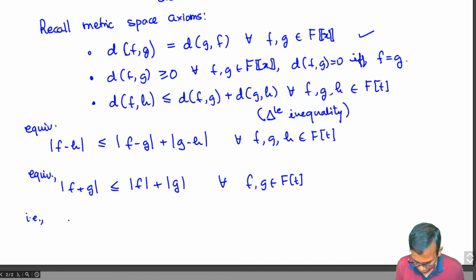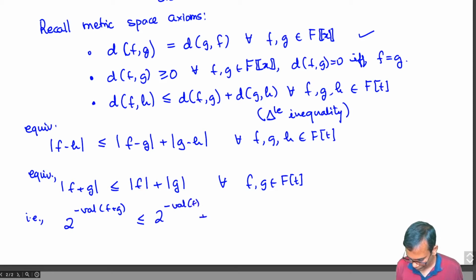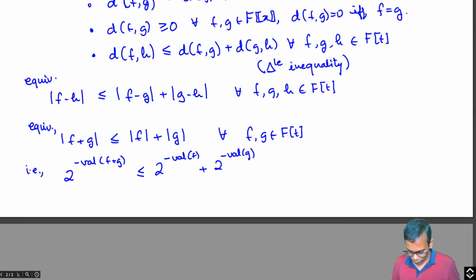We need to show that 2 to the power minus valuation of f plus g is less than or equal to 2 to the power minus valuation of f plus 2 to the power minus valuation of g. In fact, something much stronger holds.